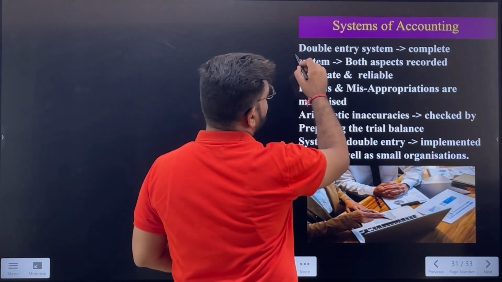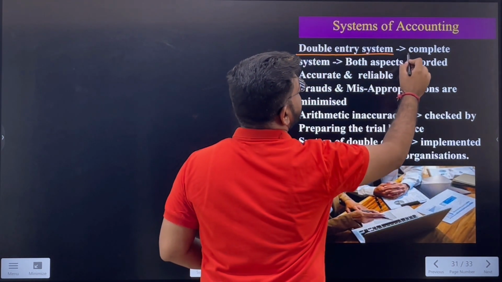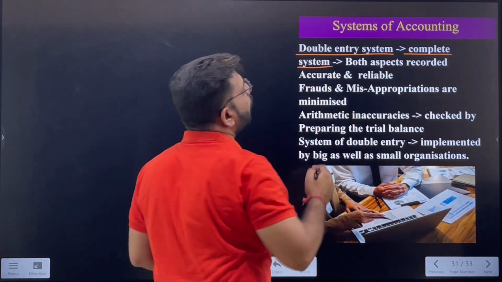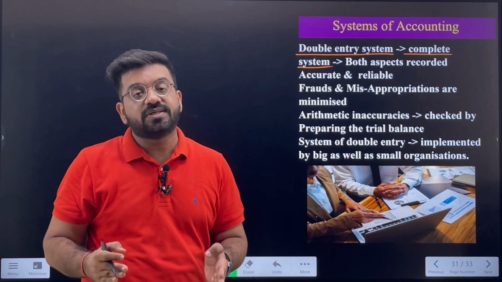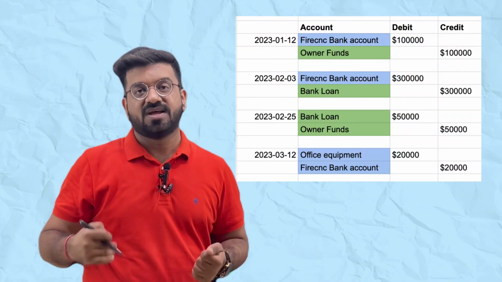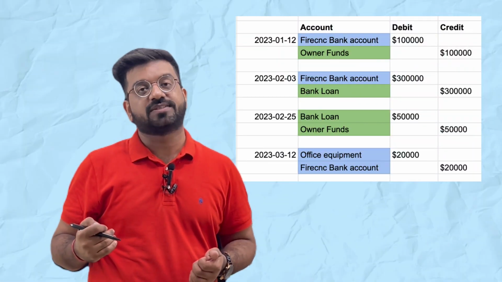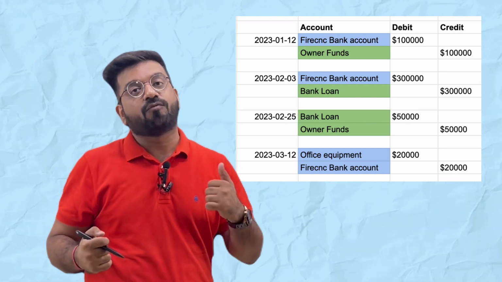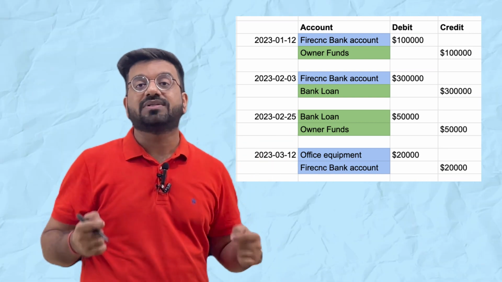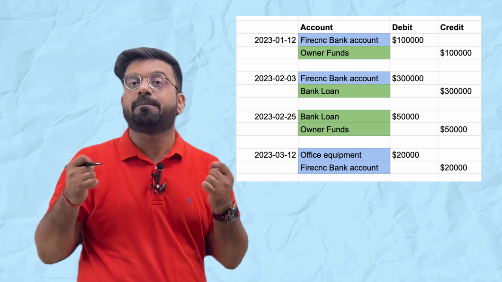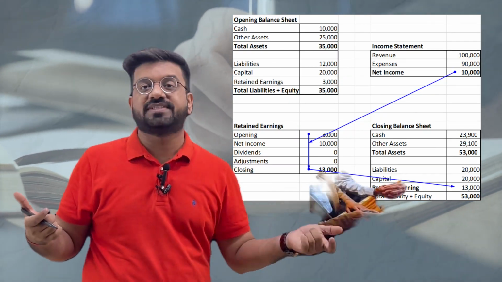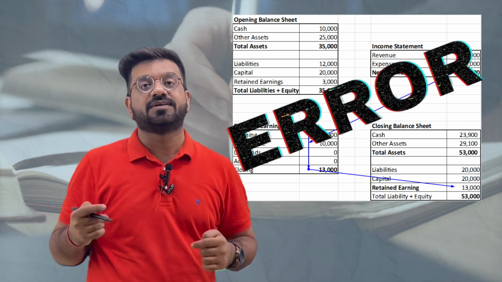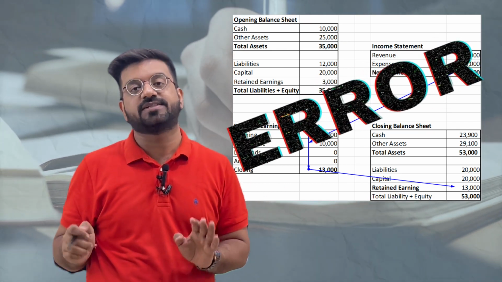Next, let's come to the single system. But also one more thing, double entry system is a complete system. Now why is it a complete system? Because it records both the aspects, whatever is coming to us, and whatever is going from us, both are recorded. That's why it is a complete system. If there is a mismatch in one item, we can check the second item and we will find the errors which we had made in the previous days or period.